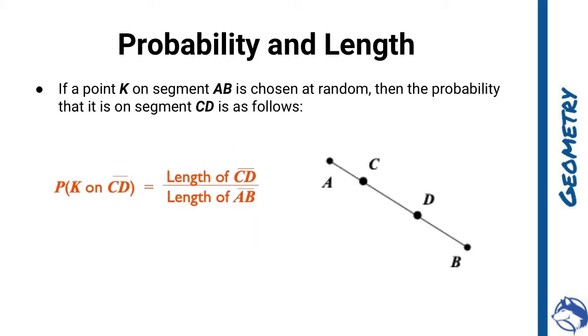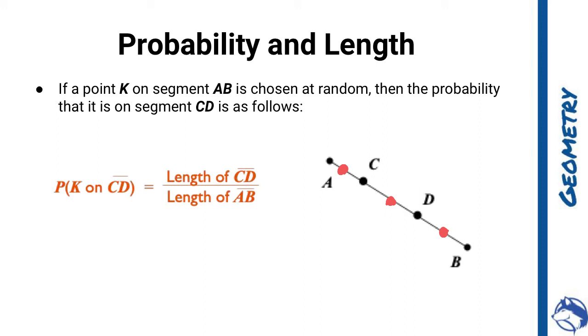An example of this would be to talk about probability and length. If I were to choose some random K, say I chose K there, the chance that it's on this segment CD, because it's chosen at random on this line AB, has to deal directly with how big CD is with respect to the length of AB. I could have chosen K over here, or over here, or there. Each spot on that line is equally likely for me to choose.